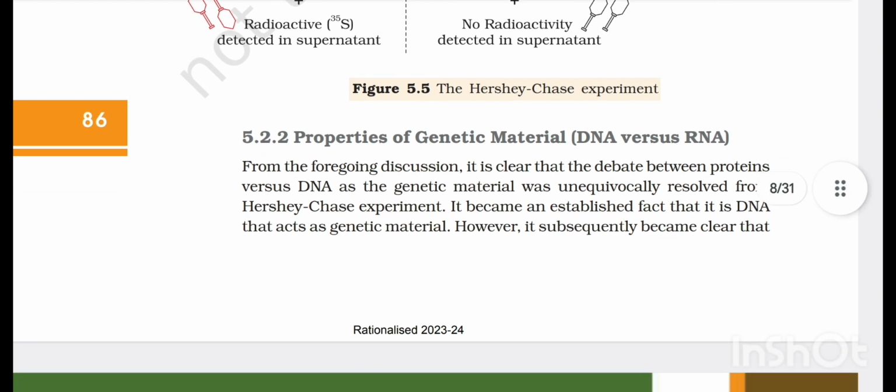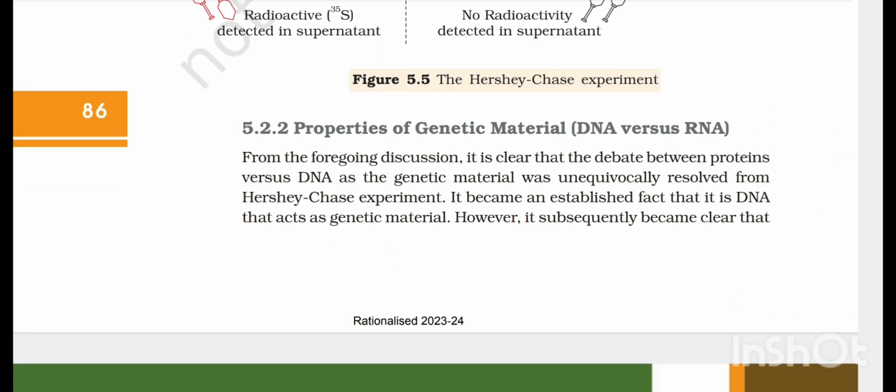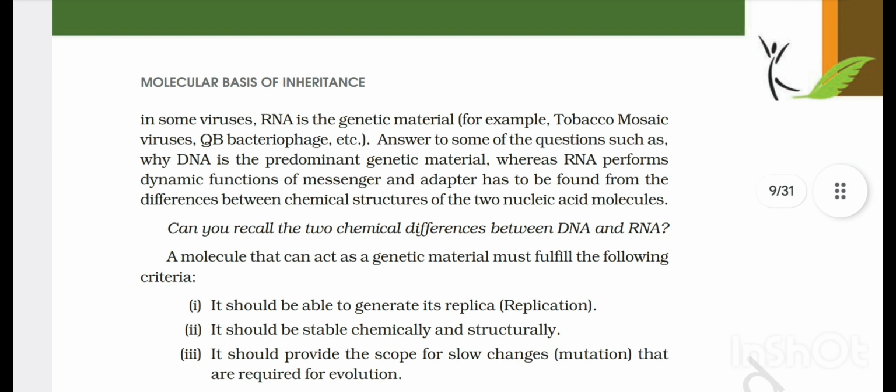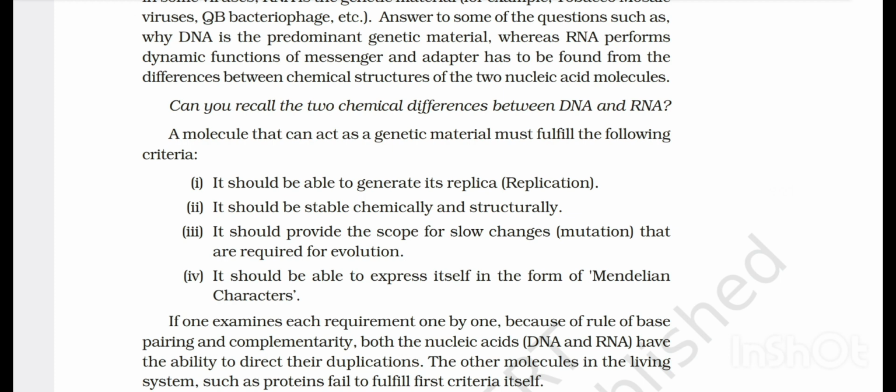Then the properties of genetic material: DNA versus RNA. From the foregoing discussion, it is clear that the debate between protein versus DNA as the genetic material was unequivocally resolved. From Hershey's experiment, it became an established fact that DNA is the genetic material. However, it subsequently became clear that in some virus, RNA is the genetic material, for example in tobacco mosaic virus and QB bacteriophage. Answers to some questions, such as why DNA is the predominant genetic material whereas RNA performs dynamic functions of messenger and adapter, have to be found from differences between chemical structures of the two nucleic acid molecules. Can you recall the two chemical differences between DNA and RNA?